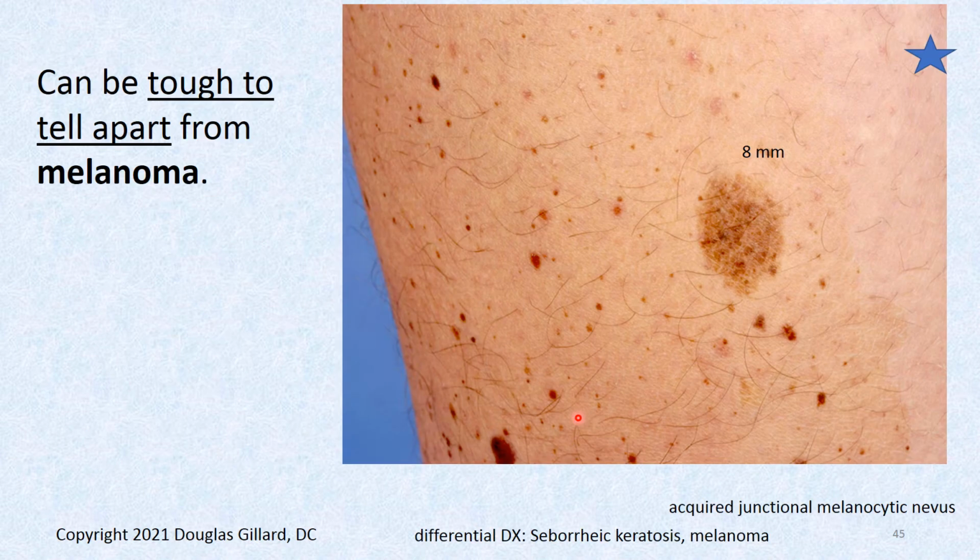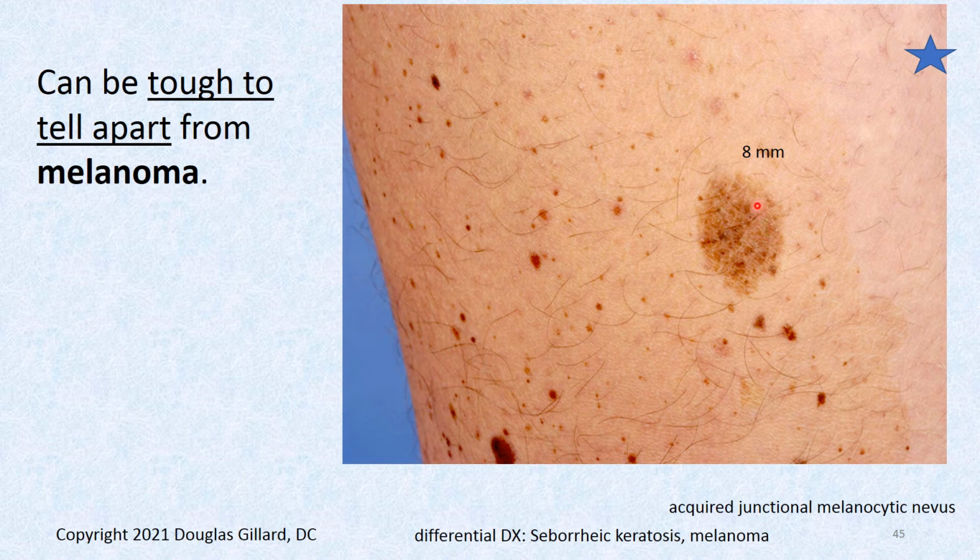Look at this one. If I looked at this, it's fairly round. It's 8 millimeters, so it breaks the ABCs. It's very lightly variegated. I mean, this looks like seborrheic keratosis to me. This actually turned out to be a junctional nevus. But the point being, they can look very similar. Melanomas usually don't. Superficial spreading melanoma usually is more densely variegated than this. But it could be a melanoma.